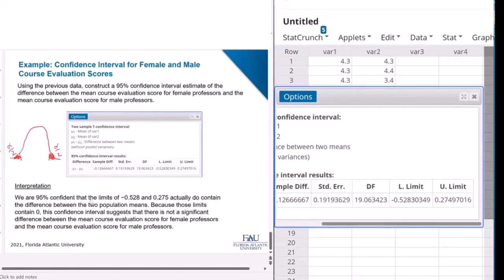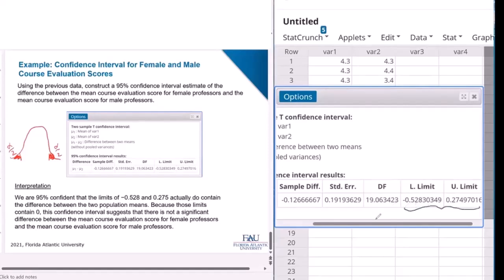We are 95% confident that the limits of negative 5.28 and 0.275 actually do contain the difference between the two population means. Because those limits contain 0, I can see that one's negative and one's positive. That's my lower limit and my upper limit. Between those two, 0 exists. That means I can't really reject the fact that they could be equal. Because if they were equal, then mu1 minus mu2 would equal 0. And 0 is in this confidence interval.